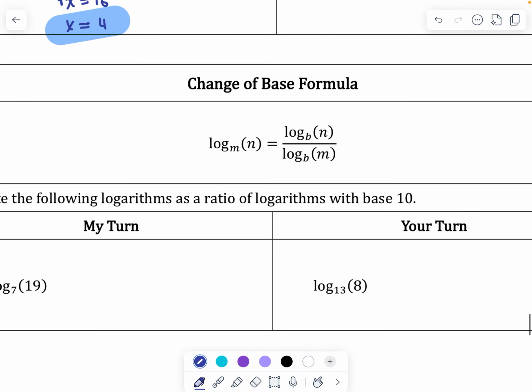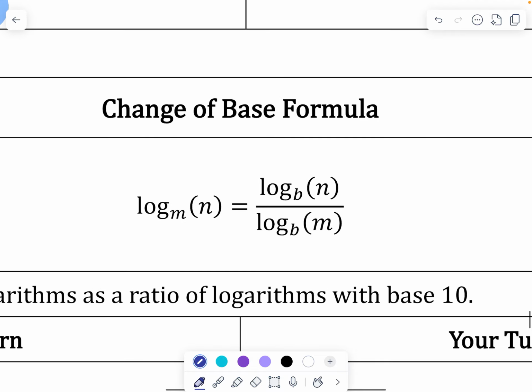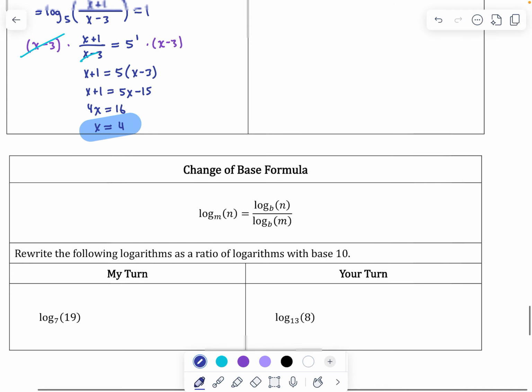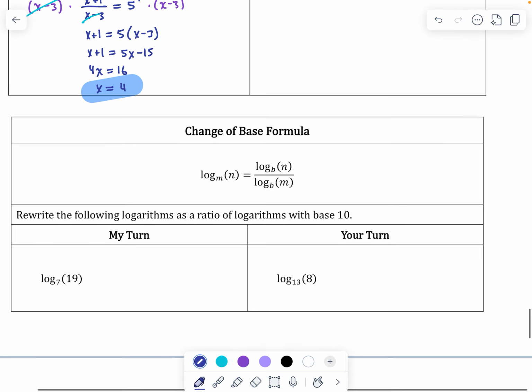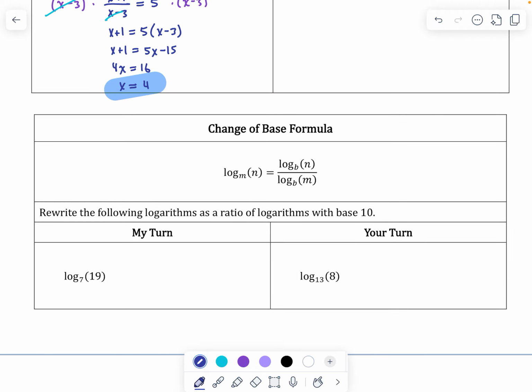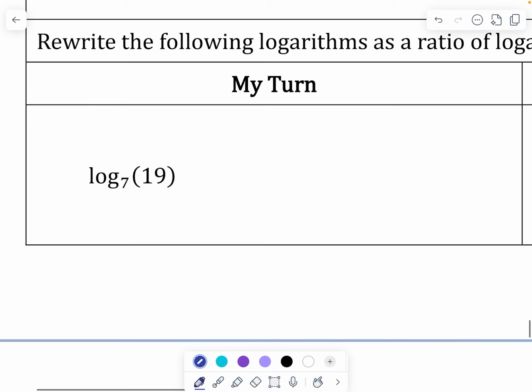Last thing I'm going to address is the change of base formula right here, and this allows us to rewrite any logarithm as the ratio of two other logarithms with the base of our choosing. So here, one problem, and then we're done. Rewrite the following logarithm as a ratio of logarithms with base 10. So right here, this has a base of 7. But actually, here's a reason you might want base 10: some calculators don't give you an option of base.